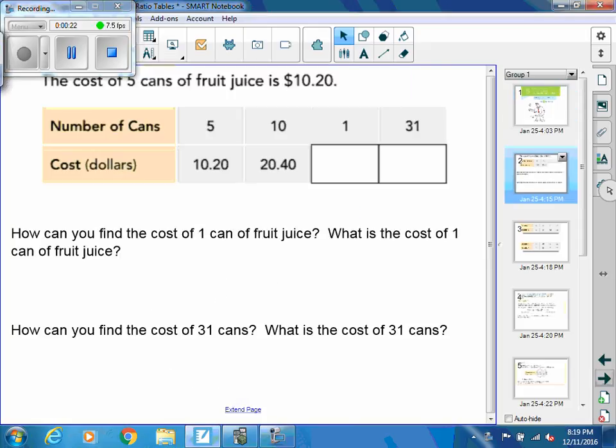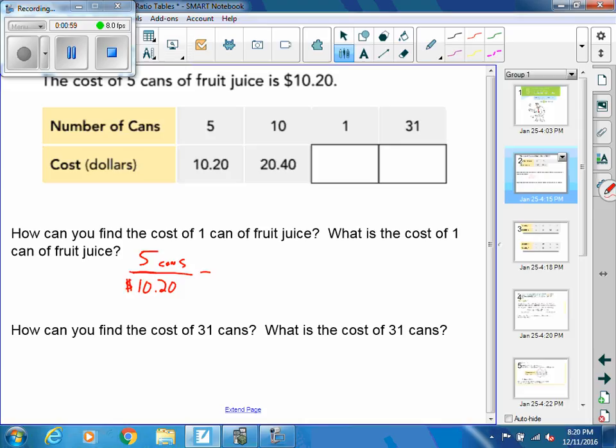All right, so to get started, it says the cost of 5 cans of fruit juice is $10.20. So the first question here is, how can you find the cost of 1 can of fruit juice? Well, I know that 5 cans are $10.20. I know that 10 cans are $20.40. I could use either one of those and write a ratio. I'm going to choose the 5 cans over the $10.20, just because smaller numbers are easier to work with.